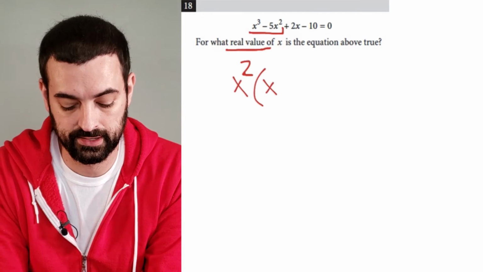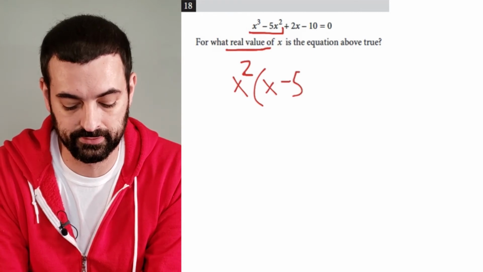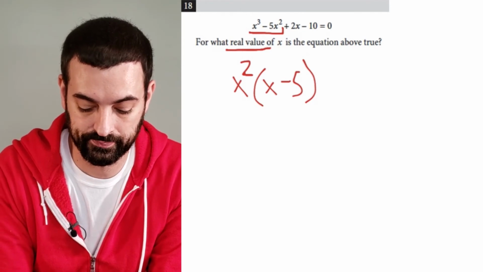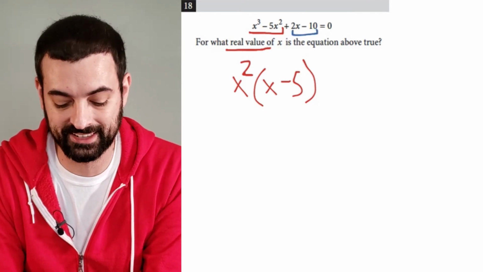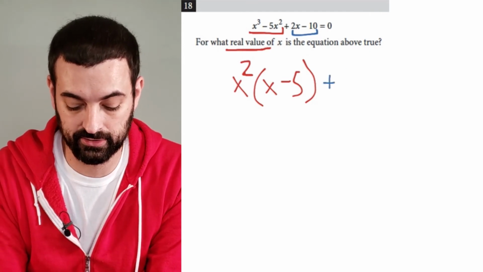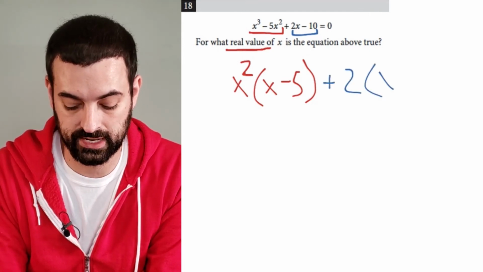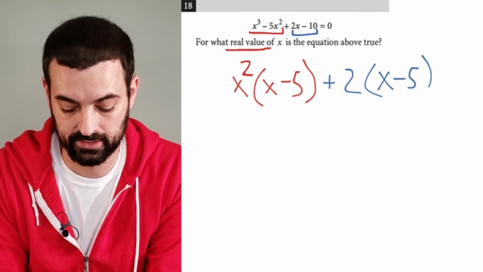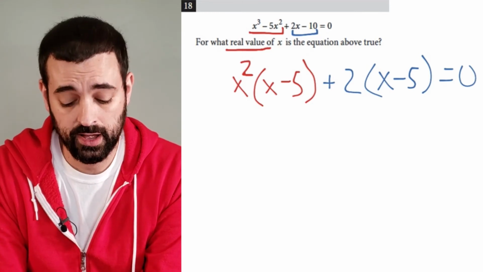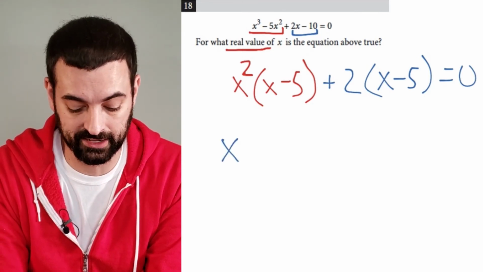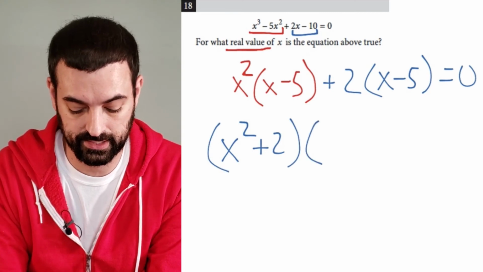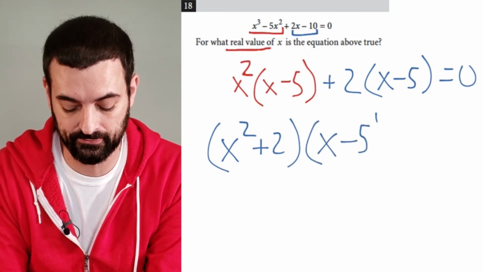We can group x to the third minus 5x to the second as x squared times x minus 5. And we can group 2x minus 10 as 2 times x minus 5. And of course, they add up to 0. And now we can rewrite this as x squared plus 2 times x minus 5.